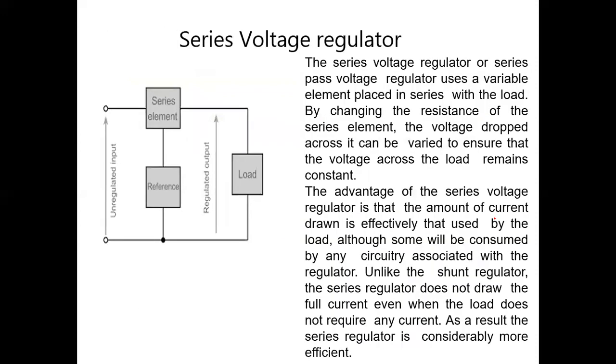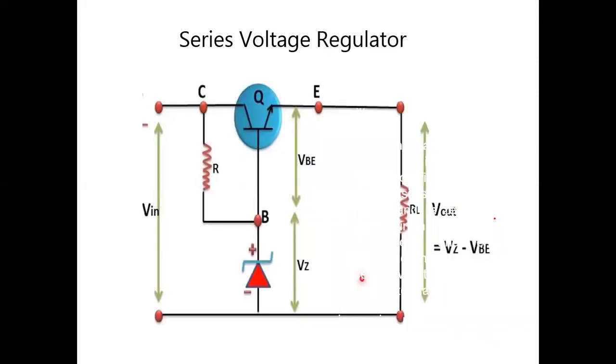Next one is the series voltage regulator. This series voltage regulator, or series pass voltage regulator, uses a variable element placed in series with the load. By changing the resistance of the series element, the voltage dropped across it can be varied to ensure that the voltage across the load remains constant. The advantage of this series voltage regulator is that the amount of current drawn is effectively that used by the load. Okay, so this is the model of the series voltage regulator.